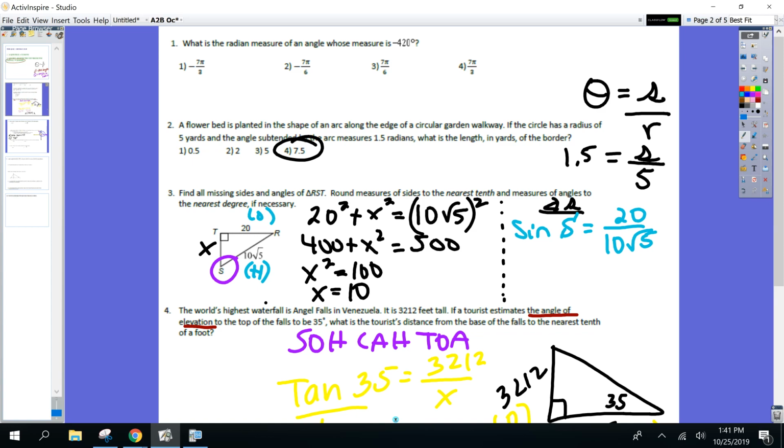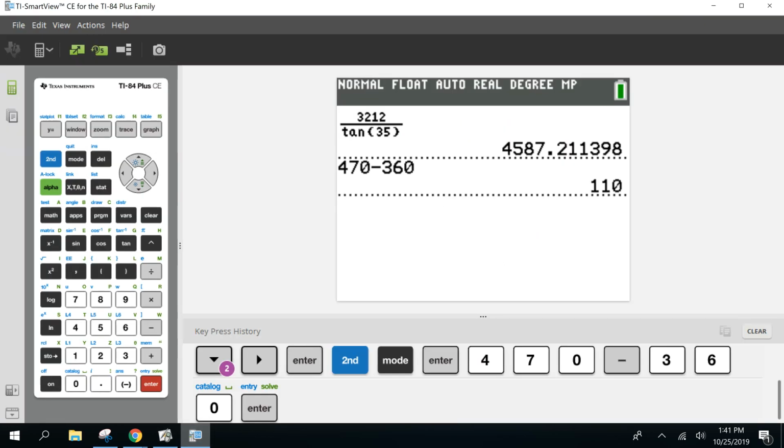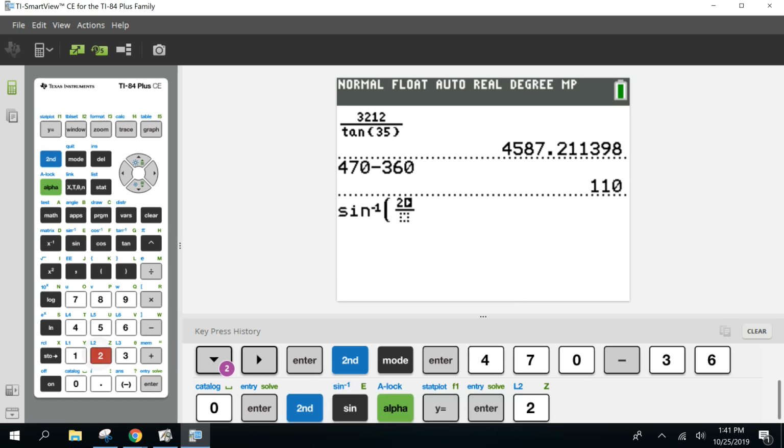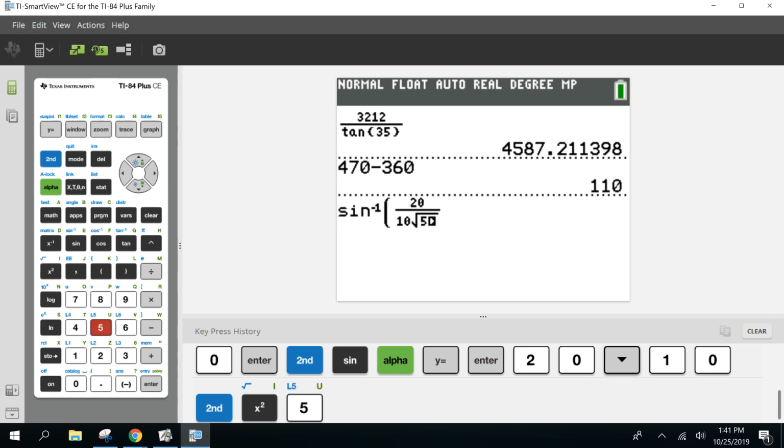This is not cross multiply. Are you finding a side? No. So I'm thinking in my head, I'm finding an angle. So where do I go on the calc? Inverse sine. Get a little fraction template up. 20 divided by 10 radical 5.